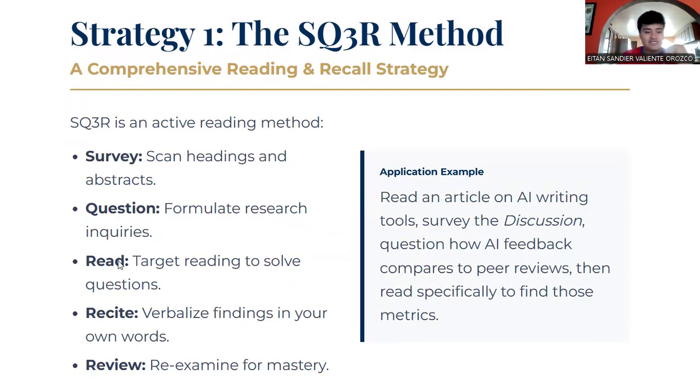Questions: formulate research inquiries. What is possible? Why is it possible? How is it possible? And where is it possible? Read: target reading to solve the questions. You have to search for answers in the information, in paragraphs or insights. Recite: you can find your own words to put in the script. And review: re-examine to see if there is a mistake.